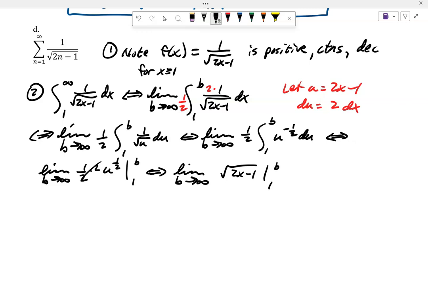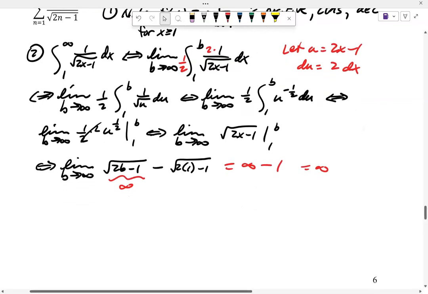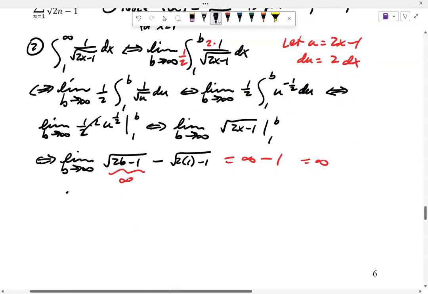And so we've got the limit as b goes to infinity of square root of 2b minus 1 minus square root of 2 times 1 minus 1. And so notice this right here, that's going to shoot to infinity, minus the square root of 1, which is 1. So we just end up with infinity. So this integral diverges. Therefore, by the integral test, the series also will diverge.